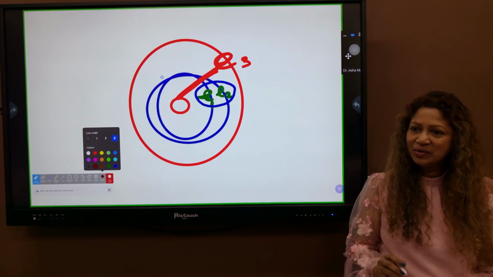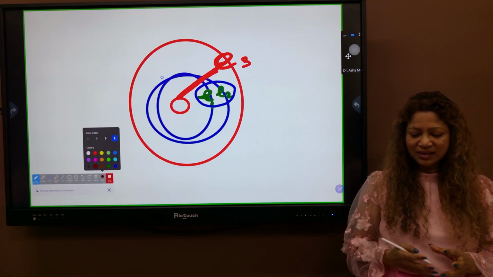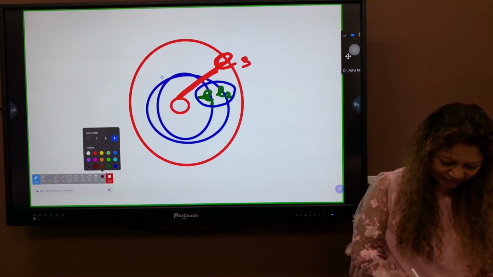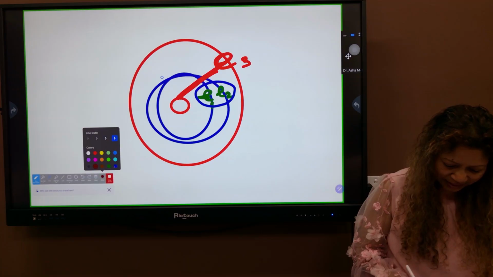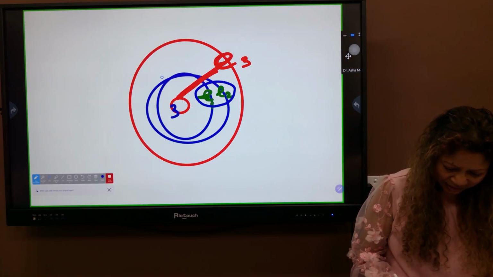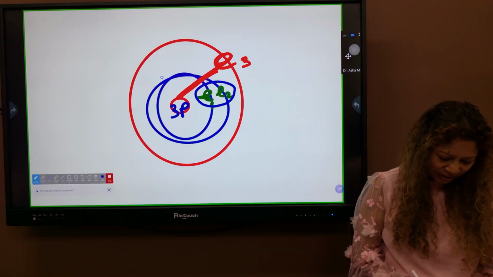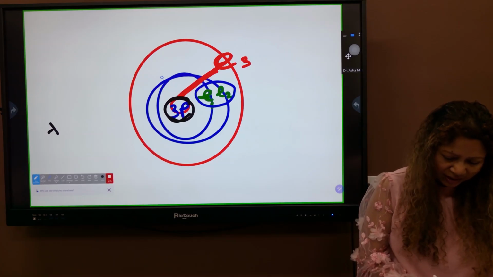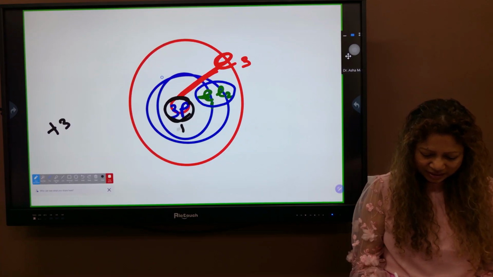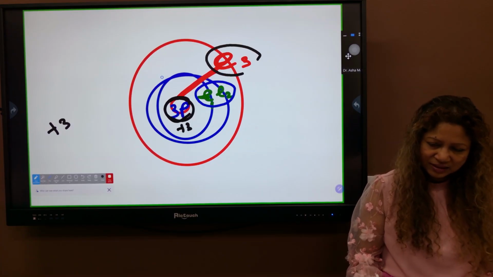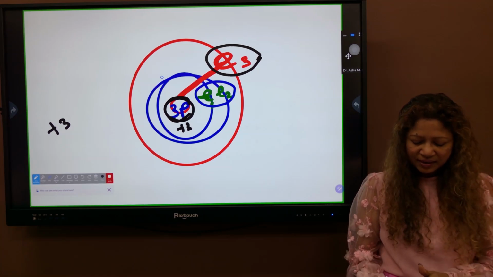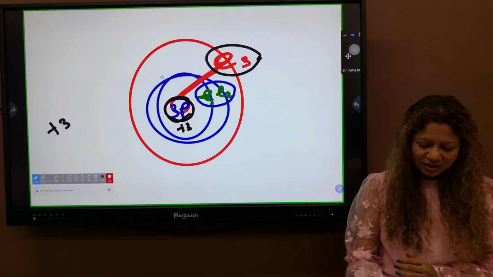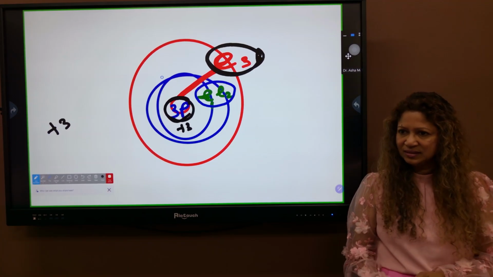So E1 and E2 are repelling the outermost shell electron away from the nucleus. Let's say this is lithium, with 3 protons here and 3 electrons outside. So those 3 protons definitely have a +3 charge. But this +3 isn't felt by E3, because E1 and E2 are pushing E3 away from the nucleus. So whatever charge E3 feels is less than that.